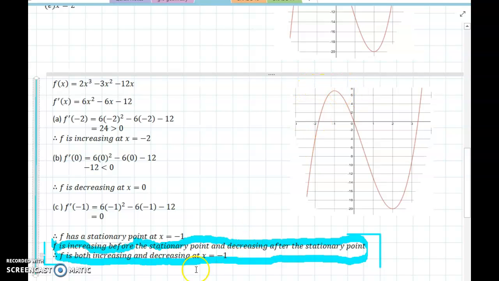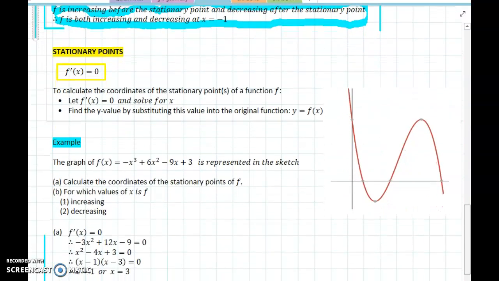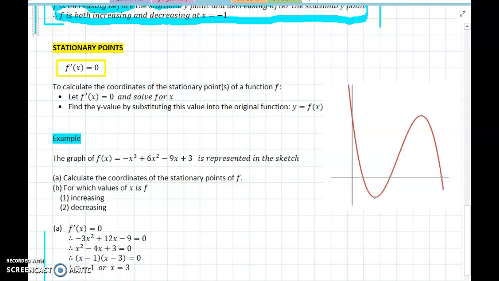Okay, your textbook goes with this here, that at the stationary point, when it's increasing before and decreasing afterwards, then we say it's both increasing and decreasing at the stationary point. Let's look at stationary points then. How do we determine the stationary points? We know that at the stationary point, the gradient of the tangent is equal to 0. So in order to calculate the coordinates of the stationary points of the function, you let the gradient equal to 0 and solve for x. And once you have x, you substitute that value into the original function because that is y. Remember, this is not y, this is the gradient.